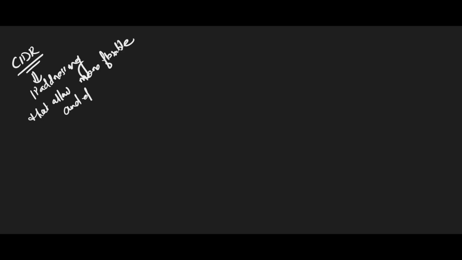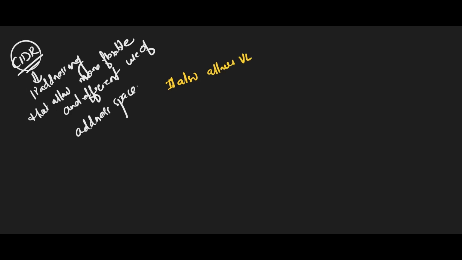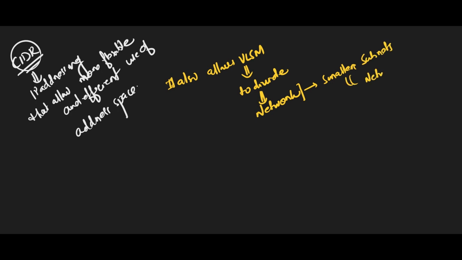So when we talk about CIDR, it is basically an IP addressing that allows more flexible and efficient use of your address space. So this is what CIDR is. It also allows VLSM to divide the network, a big network, into what? Smaller subnets, or you can say smaller networks. So VLSM also helps to reduce your routing table.